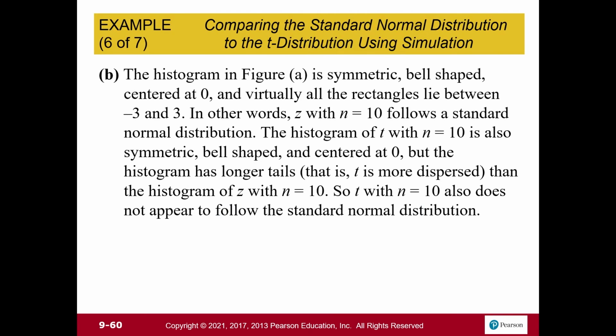Here we have that in A, it's symmetric and bell-shaped, centered at 0. Virtually all the rectangles lie between -3 and 3. So it follows the normal distribution. And the t-distribution, the student's t-distribution, is also bell-shaped and centered at 0. But the histogram has longer tails than the histogram of the standard normal distribution.